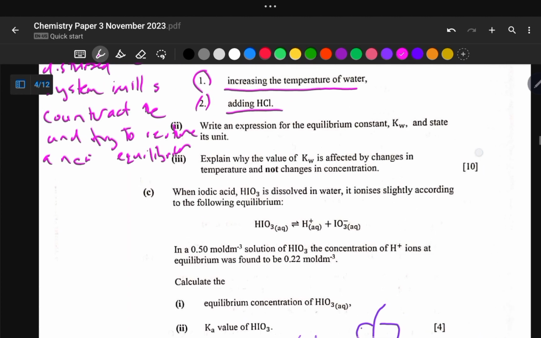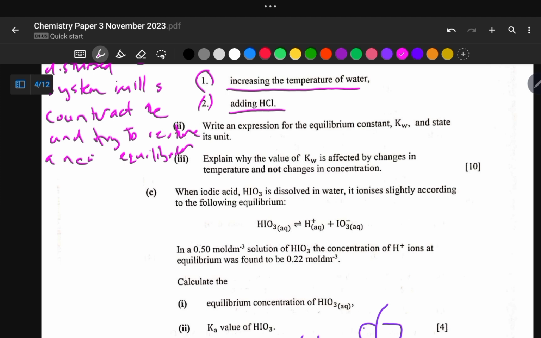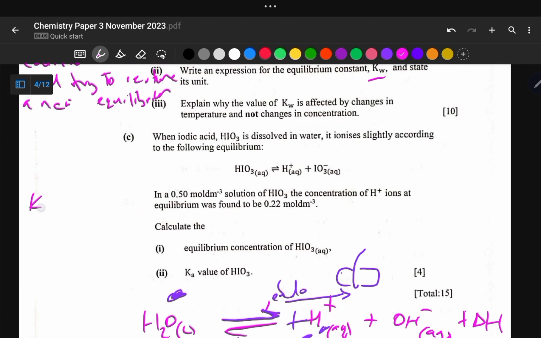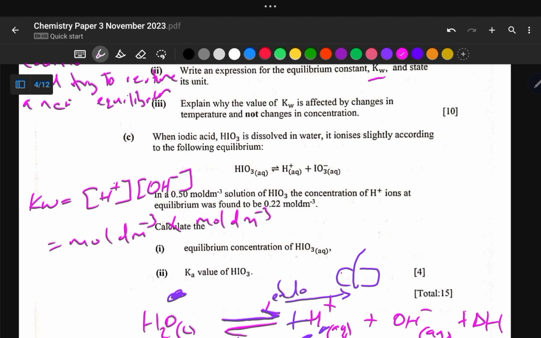Write the expression for the equilibrium constant Kw and state the units. So Kw is equal to the concentration of proton multiplied by the concentration of the hydroxide ion. So we are simply saying moles per cubic decimeter for the proton multiplied by moles per cubic decimeter for the hydroxide ion. So this will give us mole squared per cubic decimeter to the power 6, right? These are the units for the constant, right?